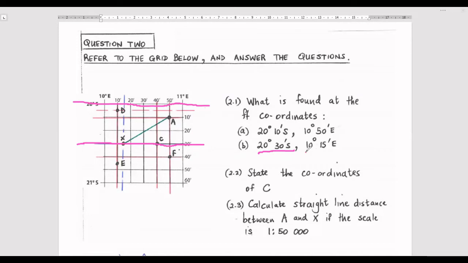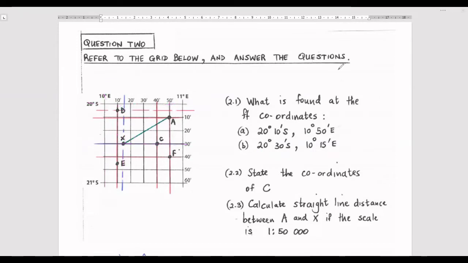longitude. 10 degrees and 15 minutes east. There's our 10-degree line. And it says 15 minutes east. Now there's 10, there's 20 minutes, so somewhere between these two lines, halfway, will be 15 minutes. And there's our 15-minute line, coming all the way here. And again, where those two lines intersect, that's your answer. And your answer is going to be letter X.